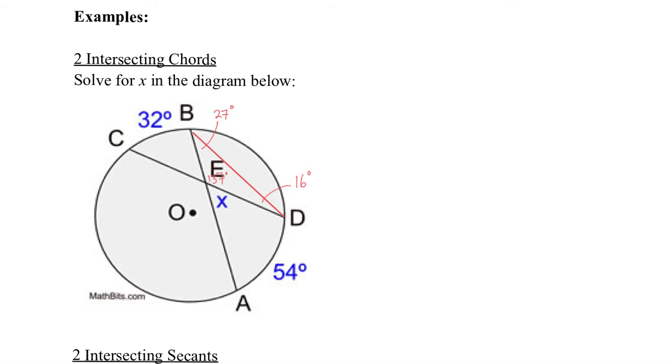Which means that angle X is simply 180 minus 137, because this is a linear pair right here. So now I know that angle X in this case is 180 minus 137, which is 43 degrees. So that's the case of two chords intersecting.